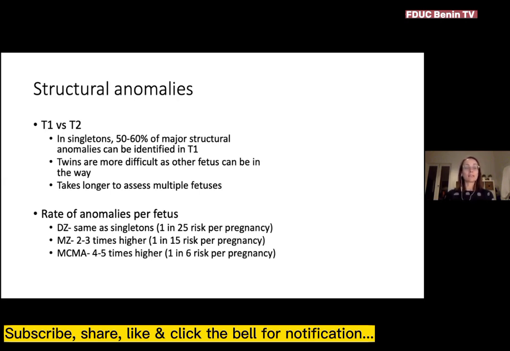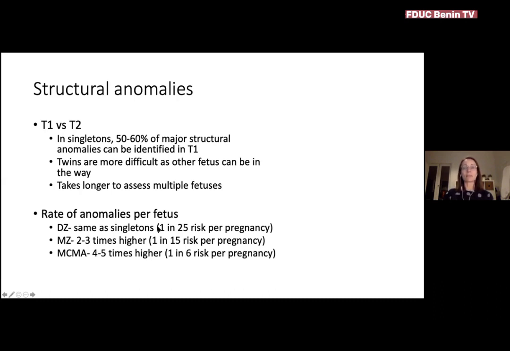And it does take longer to assess both fetuses, so it's important to leave enough time in your ultrasound to assess both fetuses' anatomy. The rate of anomalies per pregnancy is higher in twin pregnancy. So in a dizygotic twin pregnancy, the rate per fetus will be the same as in singletons, but that doubles the risk per pregnancy to 1 in 25. And in monozygotic twins, the rate is 2 to 3 times higher due to that early division of the embryo. And that results in an overall pregnancy risk of anomaly of about 1 in 15.